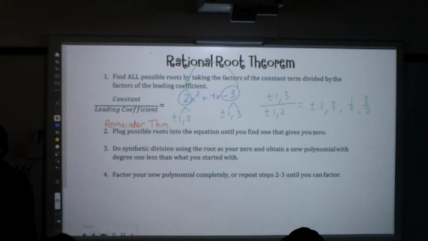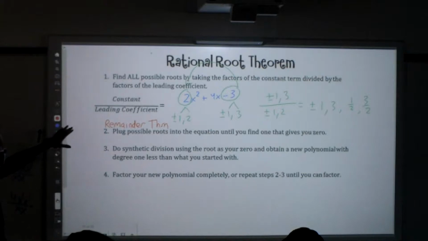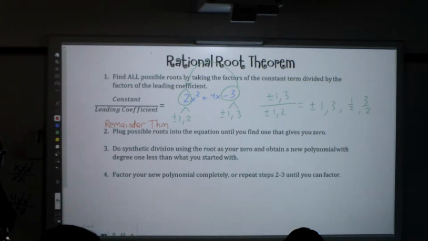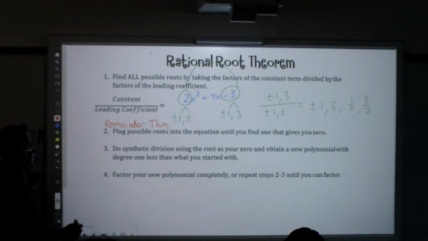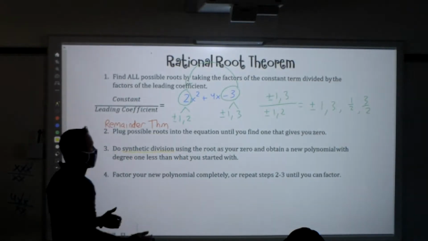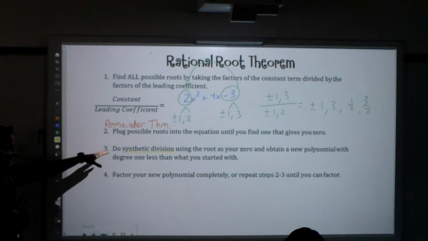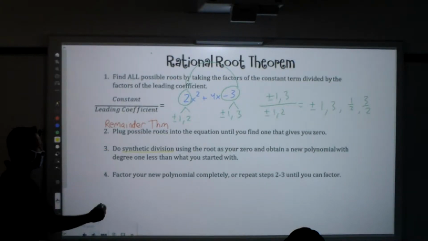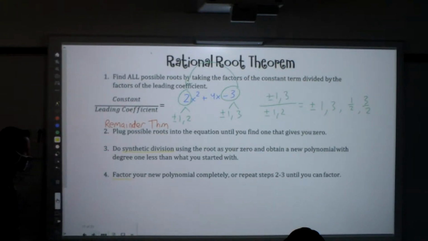It's anything besides 0? And it's not, right? So we're going to plug these numbers in until we get something that is 0. Okay? Then, after we do that, we're going to do synthetic division to divide our polynomial by the root. And whatever's left over, we're going to factor.